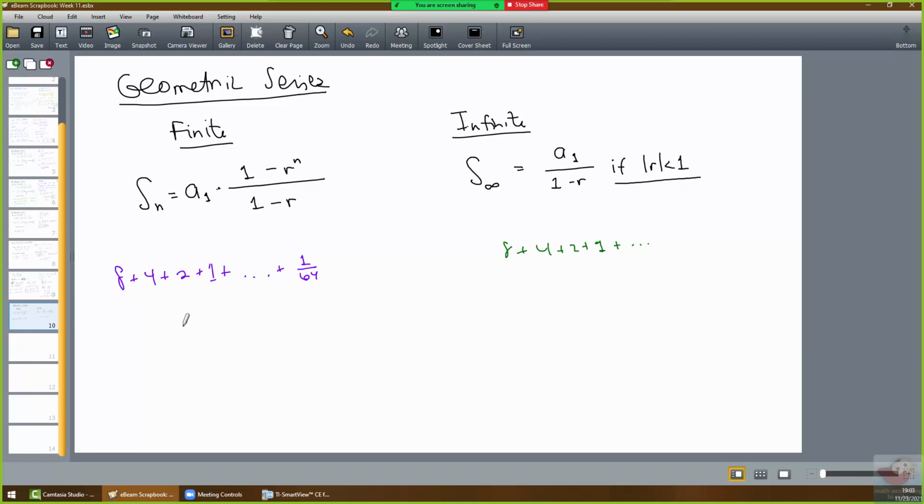So for this one, let's put in the stuff we know. We know the first term is 8, so that's our a sub 1. And as we discussed before, the thing we keep multiplying by is a half, so that's our r. What we don't know is the number of numbers.